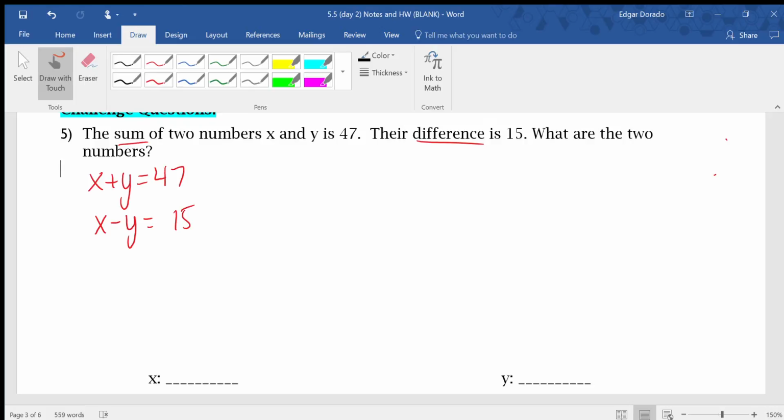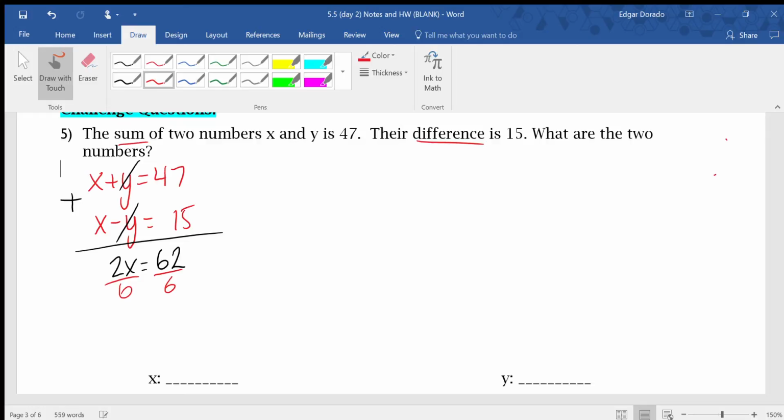Now you have to decide what method you want to use. And there's one clear method here that you should definitely try to use. And hopefully you can see why. The method you need to try to use here is elimination. Why would you do that, Mr. Dorado? Well, look at this. If I add those right away, the y's are going to cancel. So I'll just have 2x equals 47 plus 15, that is a 62, if I'm not mistaken.